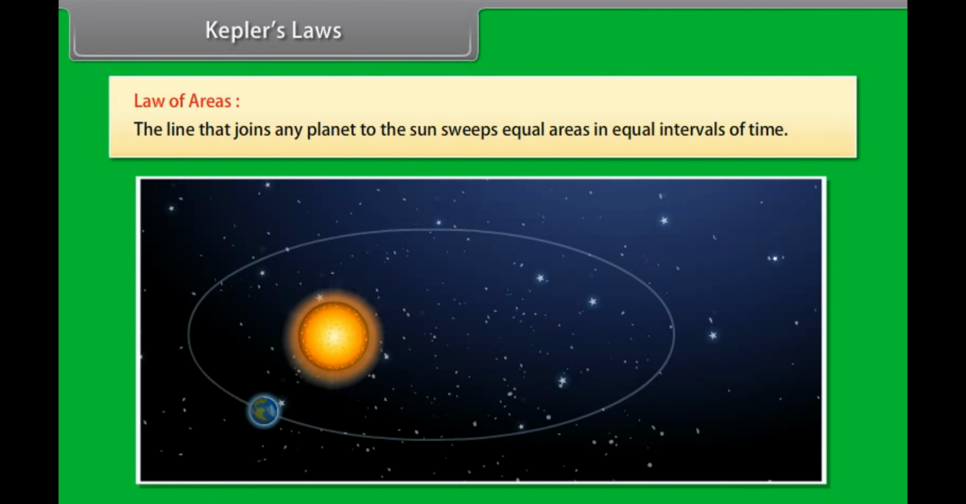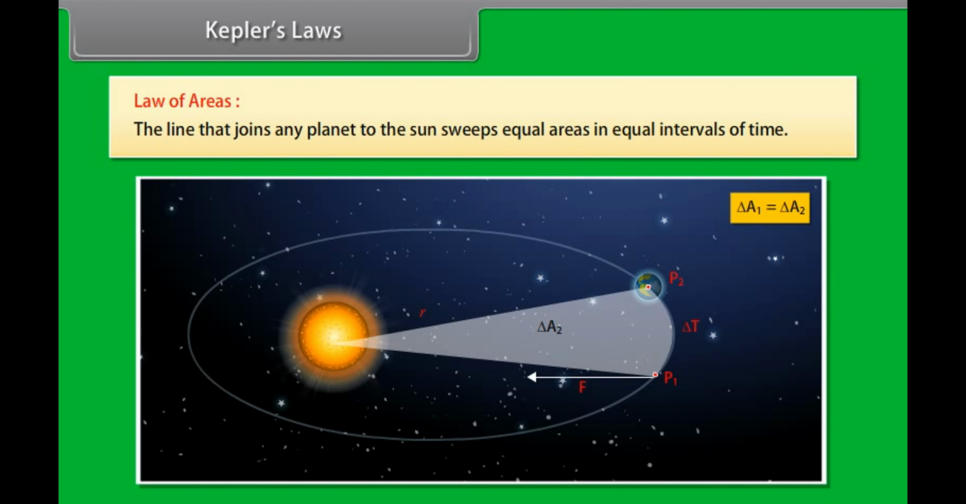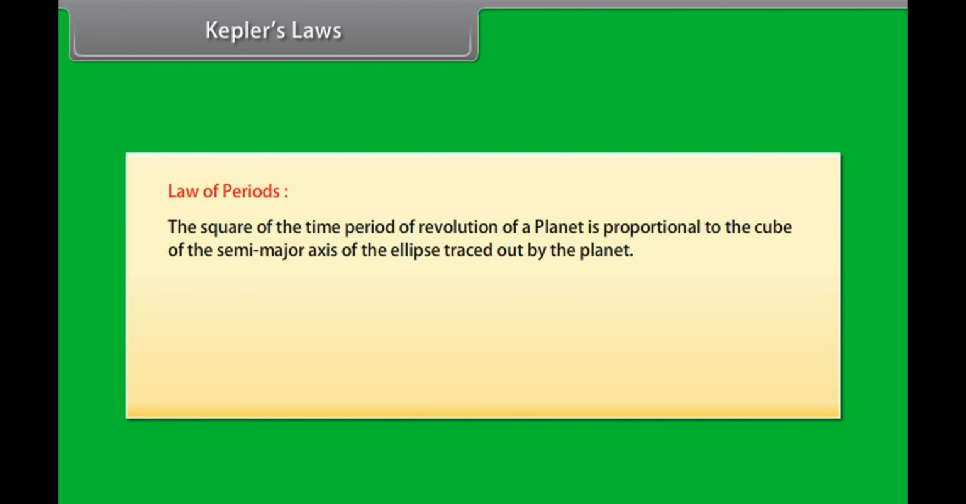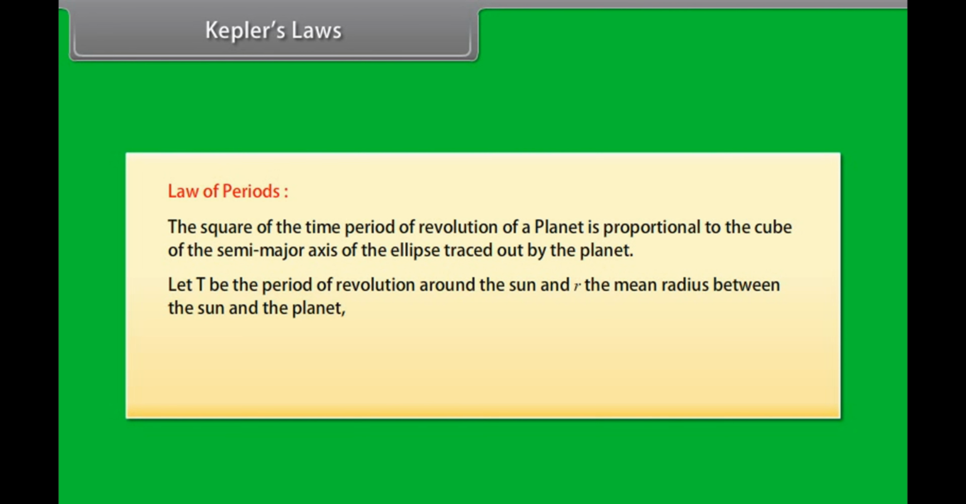This law comes from the observation that planets appear to move slower when they are farther from the Sun than when they are nearer. Law of periods. The square of the time period of revolution of a planet is proportional to the cube of the semi-major axis of the ellipse traced out by the planet. Let T be the period of revolution around the Sun and R the mean radius between the Sun and the planet. T squared is directly proportional to R cubed. T squared is equal to K R cubed.